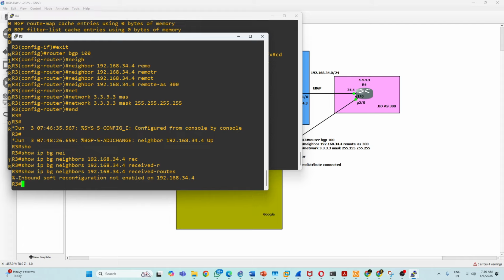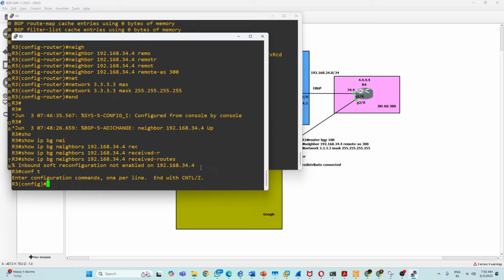Okay, so you need to configure soft reconfiguration inbound. No problem. I need to enable this. This is a lab device, right? It will show you like this only. So do not worry about this command. It's out of our syllabus, but to see inbound routes you need to enable inbound soft reconfiguration. So let me enable it.